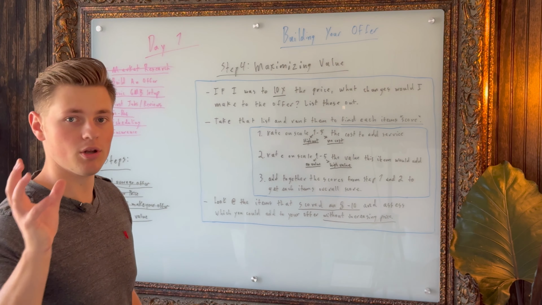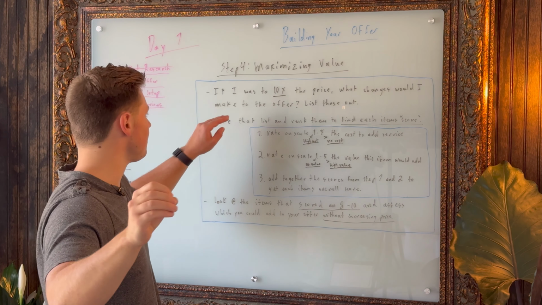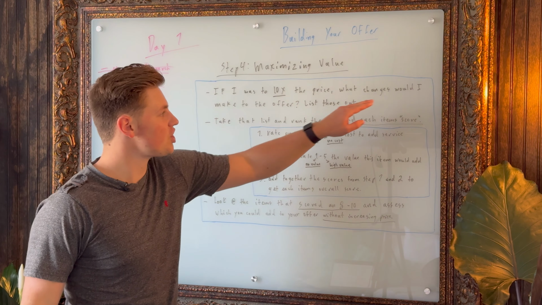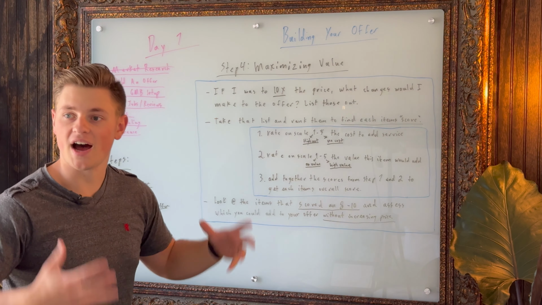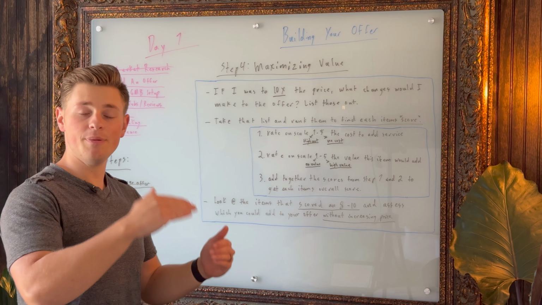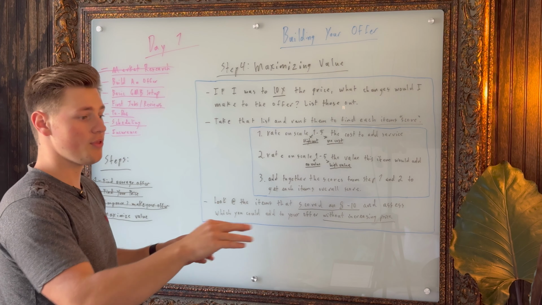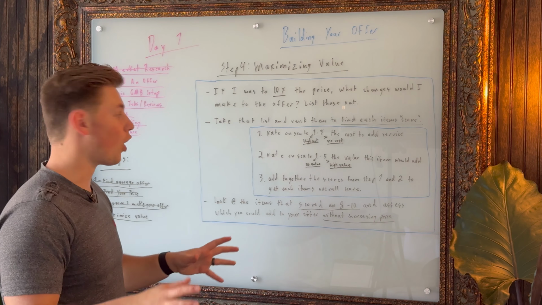If you had to build a package that was that price, the multiple of 10 that you just wrote down, what changes would you make to the offer to justify that price? And I want you to get a piece of paper and list them out. Well, I would probably do this. I would offer this. I would bring this. I would throw this in. I would build this system out, etc. Go down the list and do all of those.